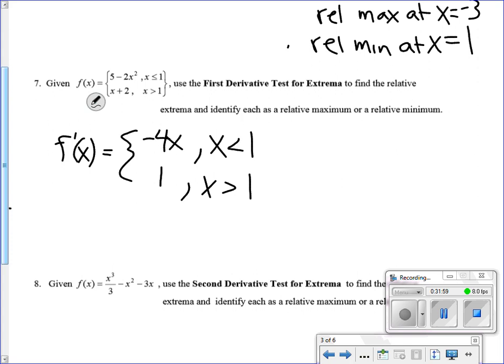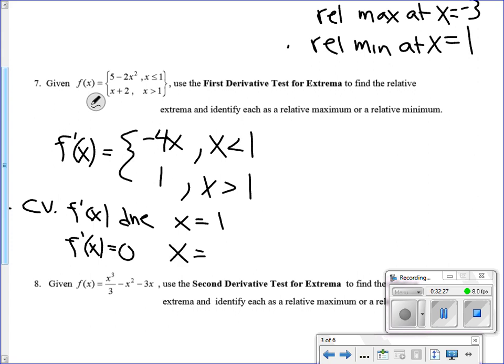So remember, critical values occur when the derivative doesn't exist. We said not to get those, but this time we're getting that. So one value is x equals 1. We also get critical values when the derivative equals 0. If you look at the top branch, negative 4x will be 0 when x is 0, and 0 is in that interval. So the derivative will be 0 when x is 0. So we are going to use these two x values to make our sign chart for the first derivative. That's what you need to do for the first derivative test.